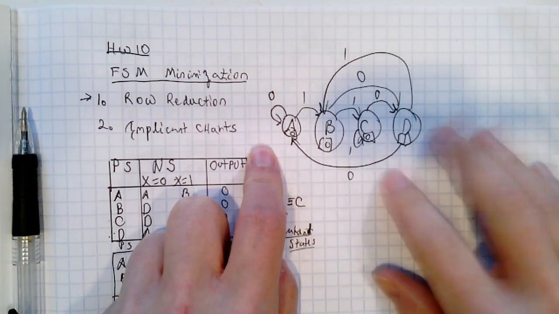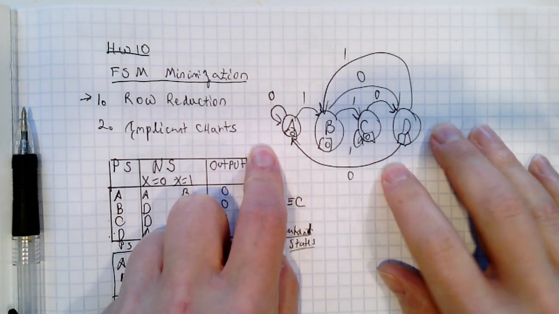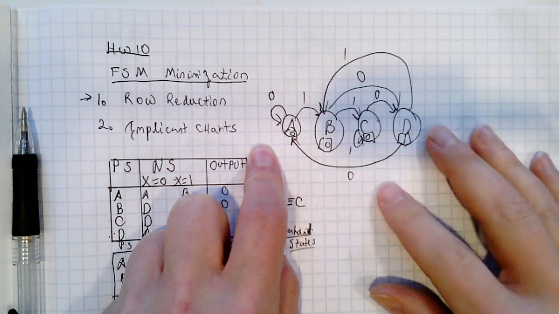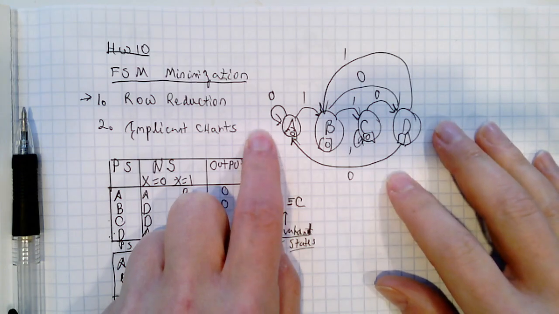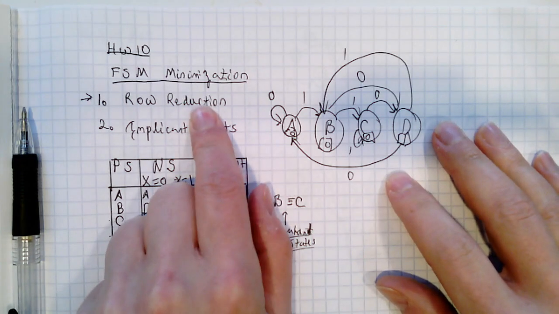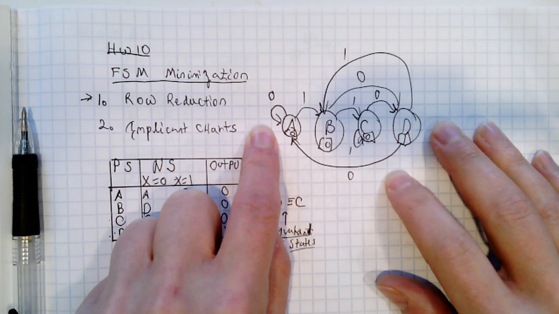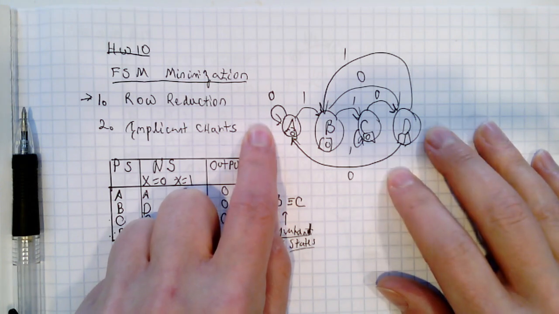Is this a minimal machine? That's the basic question. Look at a machine like this, and the answer is you can't tell. You have to go through a procedure. Two procedures. We'll examine the first one, row reduction, and we'll see that this is indeed not a minimal machine. So let's have a look and see what we can do to take this machine and encode it into a present state, next state table.